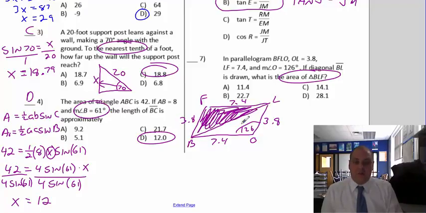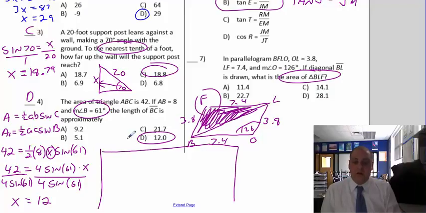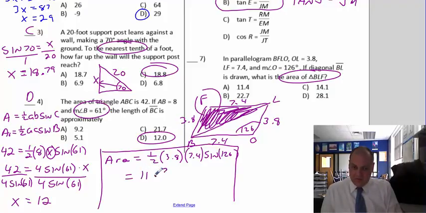All right, so if this is 126, then angle F is also 126, and we could do our area formula for a triangle. So area, I'm just going to do it over here so it's not behind. Area is 1/2 AB, so 3.8 times 7.4 times the sine of 126. Throw that in your calculator and you should get 11.377. So 11.4 would be the area of the parallel.